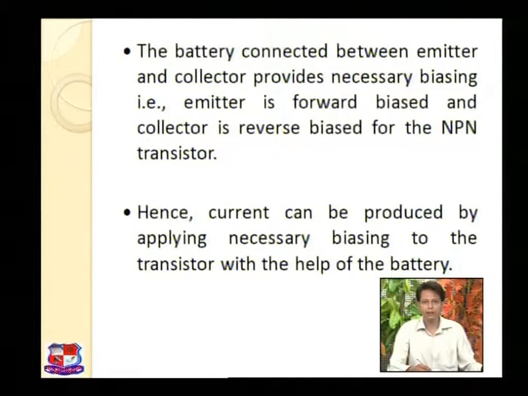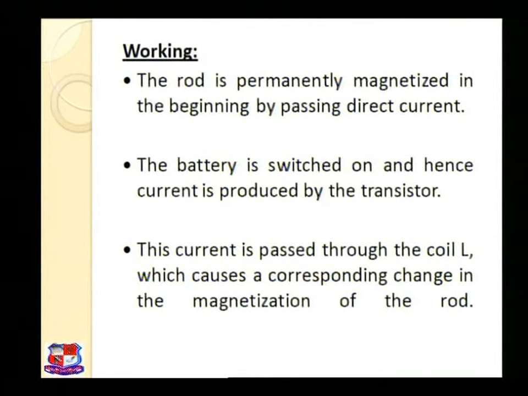Now, what will happen? Let us go to the working. But before that, why is the transistor kept in this circuit? A transistor can work as a switch, or it can work as an oscillator. So one of the applications of a transistor is as an oscillator. So this NPN transistor is placed in this magnetostriction circuit. Let us move towards the working.